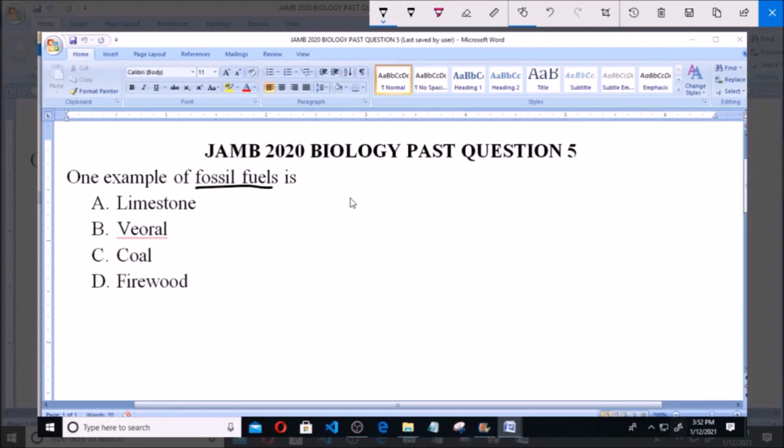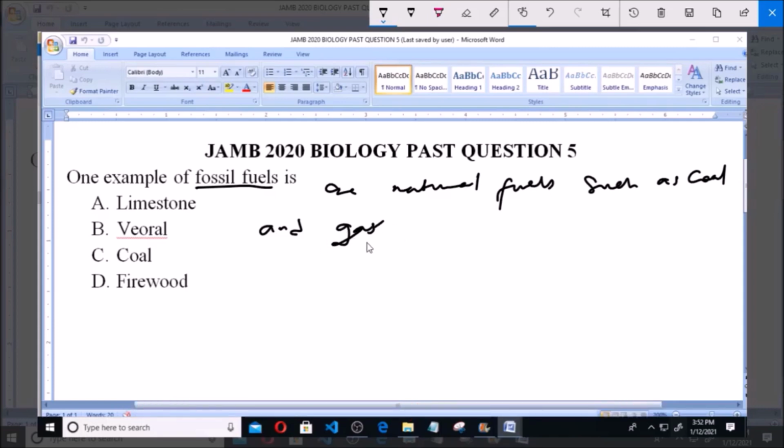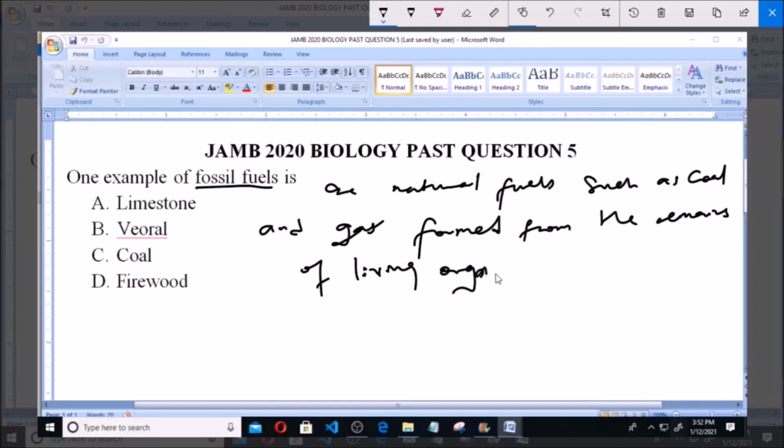Fossil fuels are natural fuels such as coal and gas. That's the natural gas. When I mean gas, I mean the natural gas like methane, ethane, butane, and propane. Now, these are natural fuels. Coal and gas are natural fuels. Now, they are formed from the remains of living organisms. And that is where the word fossil comes from.